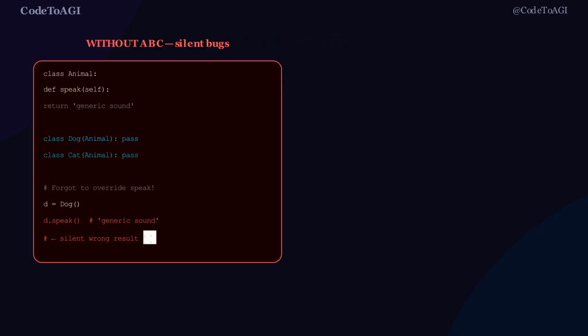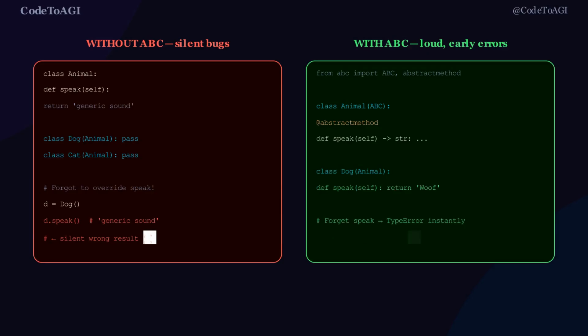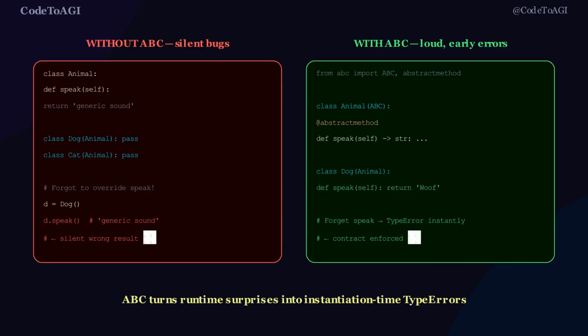Look at the left card, no interface. We define a base Animal class with a speak method that just returns a string. Dog and Cat inherit from Animal. But what if someone forgets to override speak? The base class method silently runs and returns the wrong thing. No error. No warning. Bugs hide until runtime.